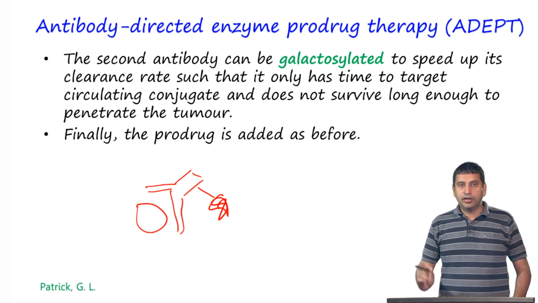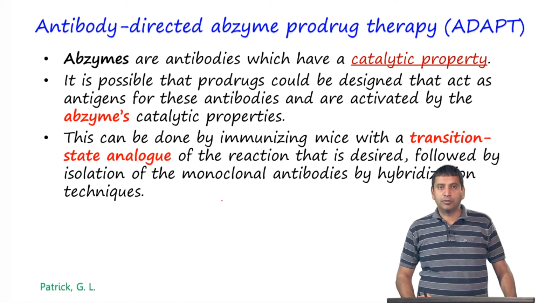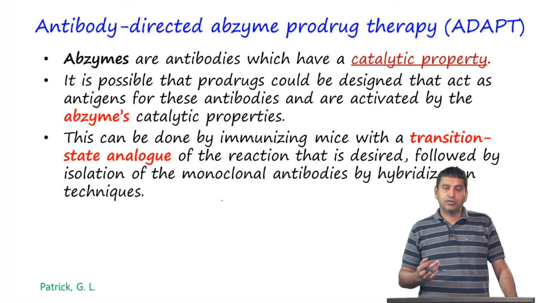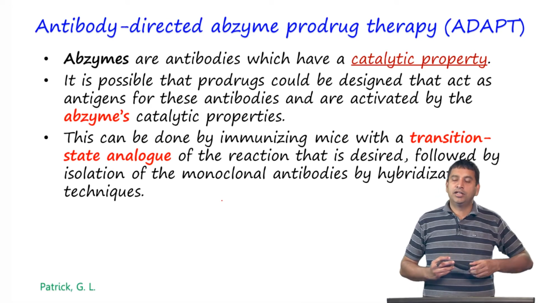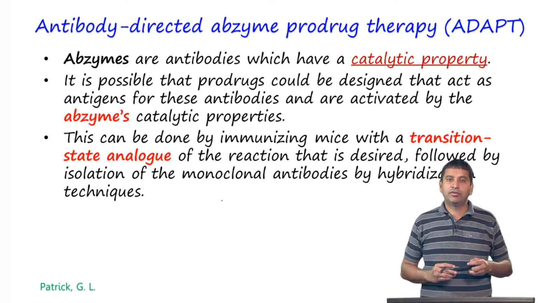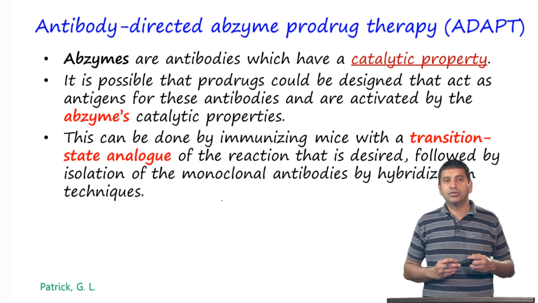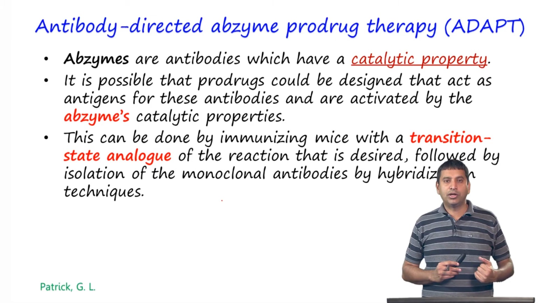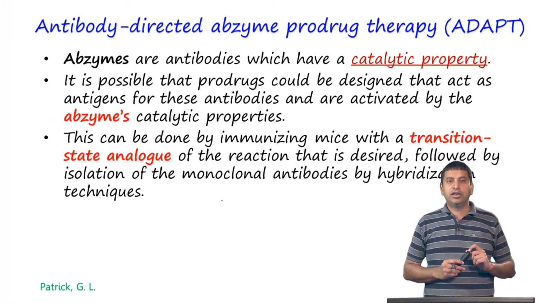Another interesting strategy to prodrug therapy is antibody directed abzyme prodrug therapy, which is called ADAPT. Abzymes are antibodies which have catalytic properties. These are relatively new in the literature, maybe 20-25 years old, and there are a number of antibodies which have catalytic properties. So, the concept is to exploit the catalytic property of these abzymes, so that you can activate the prodrug in the proximity of the tumor.